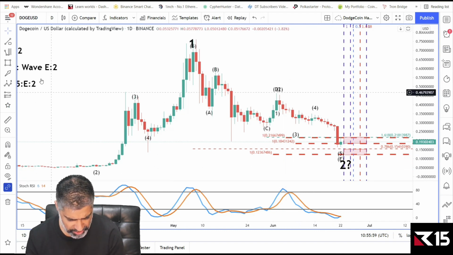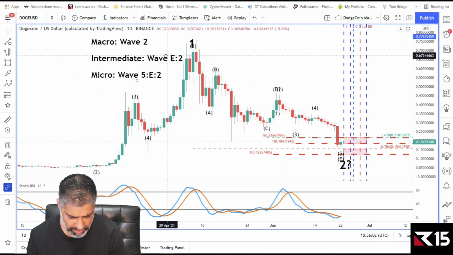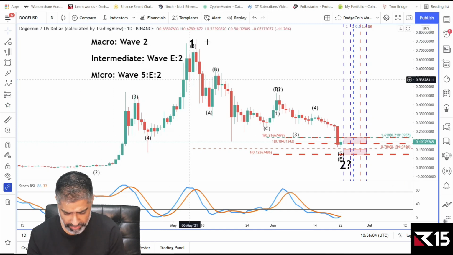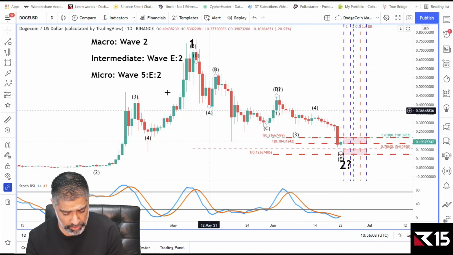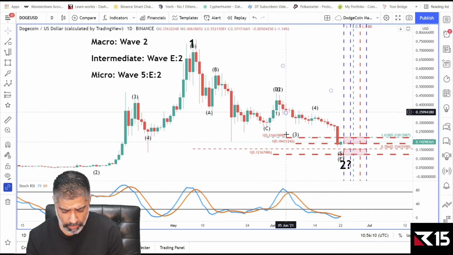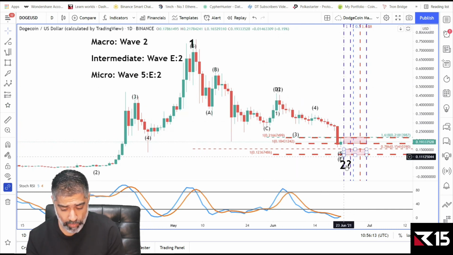Any other information that I need to provide? Well, there's a summary. Macro is wave 2. Intermediate is a wave E of a wave 2. Micro is this wave 1, 2, 3, 4, and what looks like a 5 of a wave E of a wave 2. That was good today. Dogecoin, you have it all.